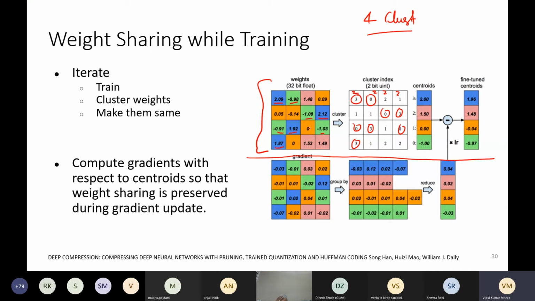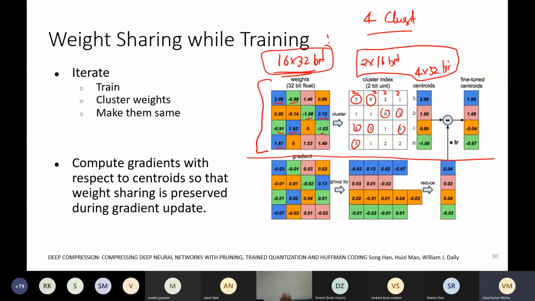So first let's calculate how much information we require to store this entire matrix. It has 16 values, so 16 into 32 bits. You can calculate later how much information is required. Now here we require only 2 bits, so 2 into 16 bits for this, and for each cluster we have taken a centroid. Suppose we have 4 clusters, so 4 into 32 bits. Now once you sum, let's say this is your A and this is your B. You will find that A is much greater than B.